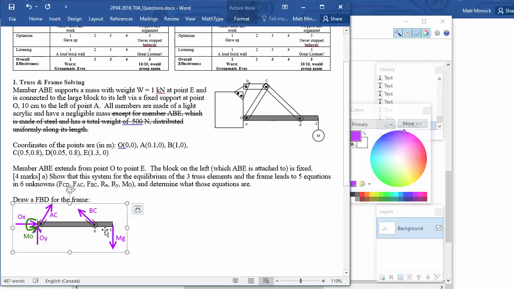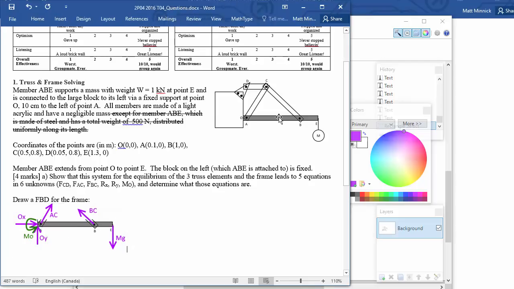So we're going to have a system of 3 equations and 3 unknowns. Sorry, not 3 unknowns, 3 equations for the frame. And what don't we know? We've got 500 newtons, so we know mg. We don't know any of these 3 reactions, and we don't know those 2 truss elements.